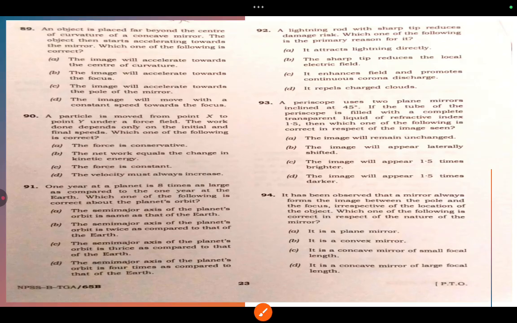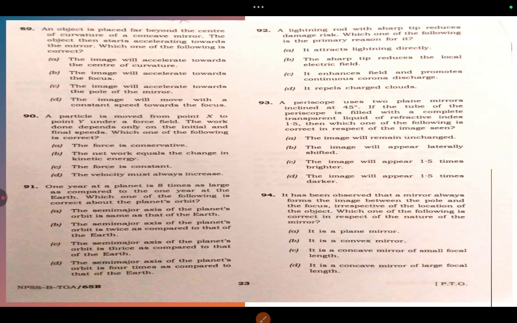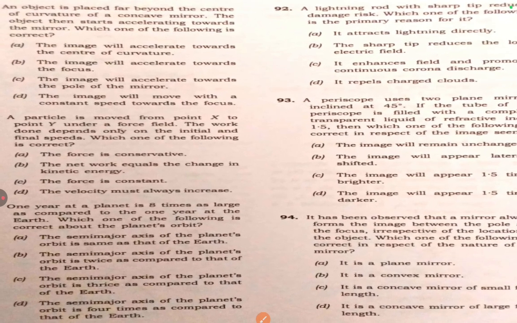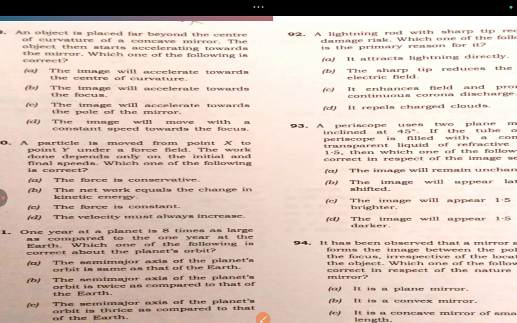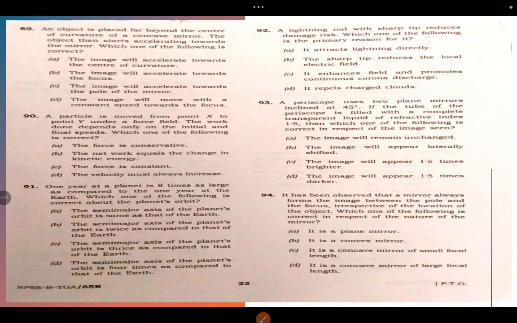Question number 89. So what is 89 related to? An object is placed far behind the center of curvature of a concave mirror. The object then starts accelerating towards the mirror. Which one of the following is correct? So that is about the 89th one. It is clearly mentioned, what mirror? That is a concave mirror.